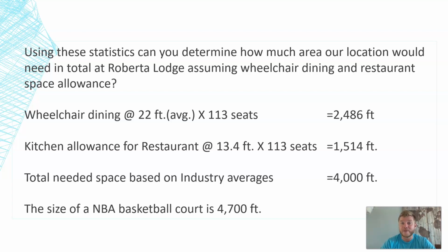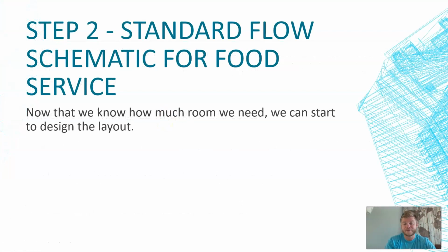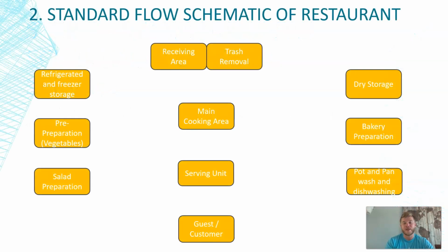So then we get into the idea of, okay, ideally we want 4,000. We don't have that much. What can we do to save some of the space while also maintaining 113 seats and also maintaining the ability for wheelchair dining? And it wasn't an easy fix. So when it comes to standard flow schematics, so by schematics I mean just the flow on a floor plan, we need to know where to start, we need to know how much room for each area, and something like this will help you here.